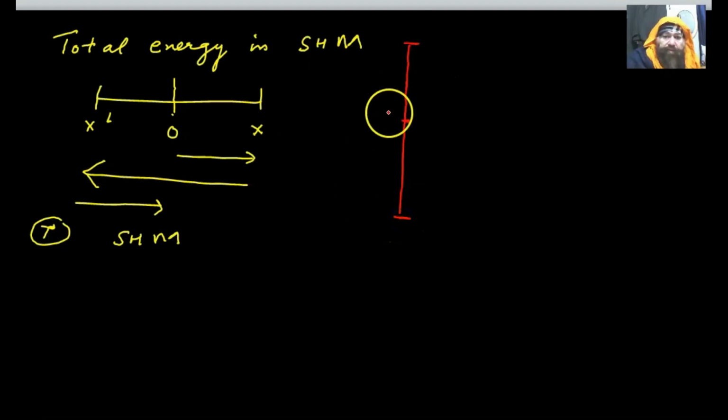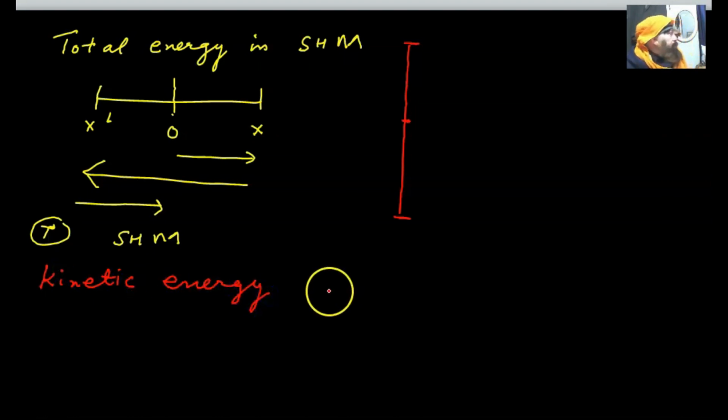As the particle is executing to and fro motion, and it is having motion, any moving particle possesses kinetic energy. Our first energy is kinetic energy. Kinetic energy is because of motion, energy due to motion. And the particle is moving, so definitely it possesses kinetic energy.